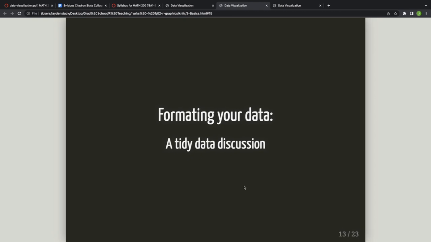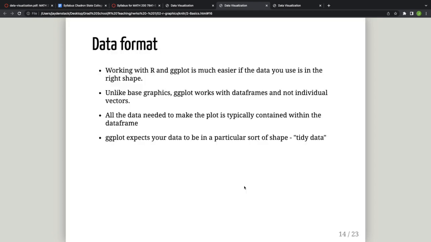Okay. So before we dive super far into graphics, we need to understand how we're going to format our data, the different formats of our data, and how they're going to impact the graphic that we create. This is going to be a tidy data discussion. We'll talk about this in much more detail in a couple weeks, but let's give a brief introduction. Working with R and ggplot is much easier if the data you use is in the right shape. Unlike base graphics, ggplot works with data frames and not individualized vectors. ggplot expects your data to be in a particular sort of shape, which is a tidy data format.